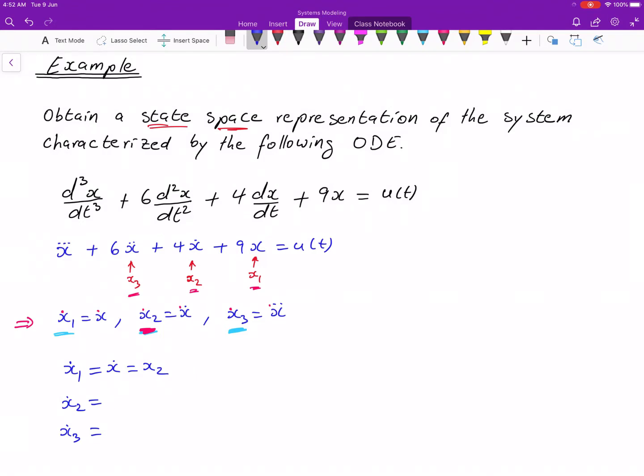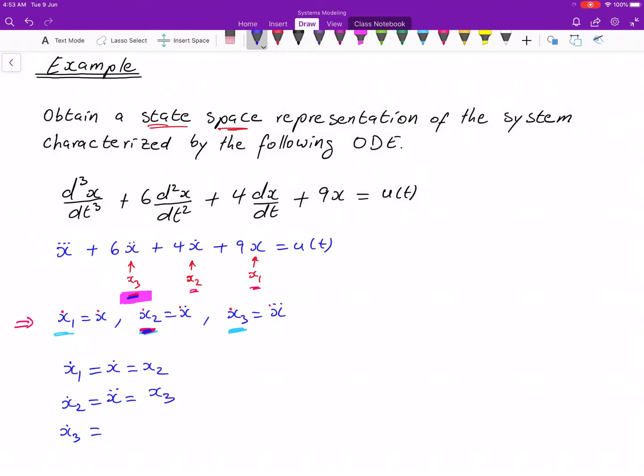x2 dot is equal to x dot dot. We can see from here, let me just get the highlighter, that x dot dot is equal to x3. So we just write x3. The next one we have is x3 dot.